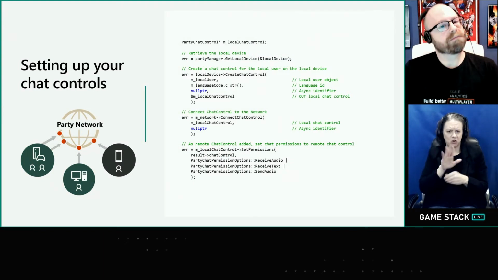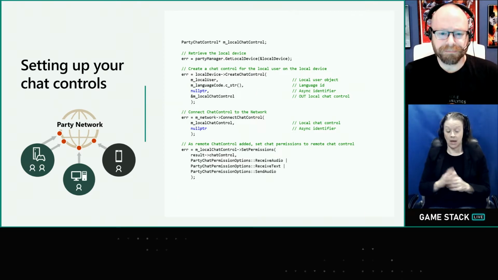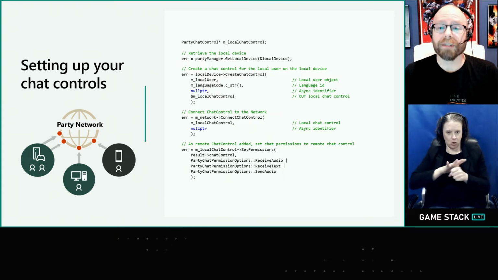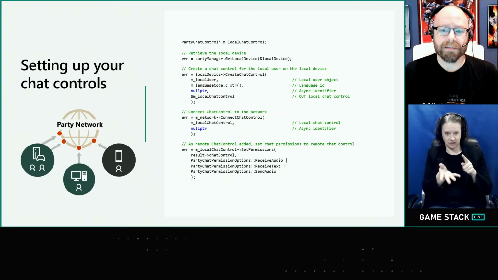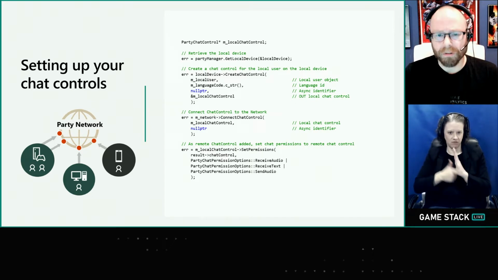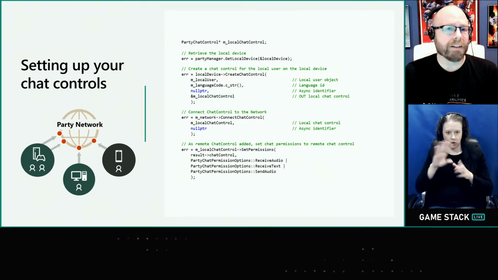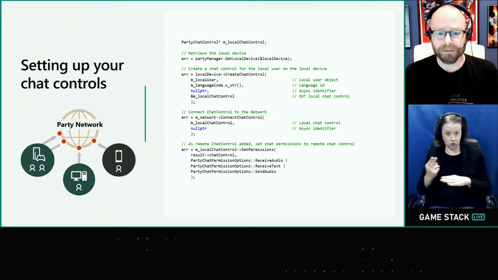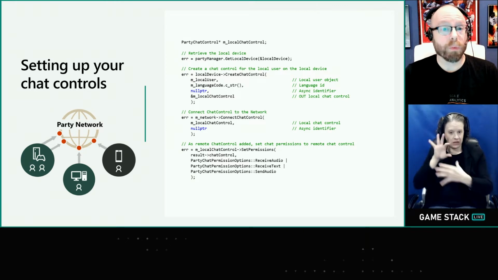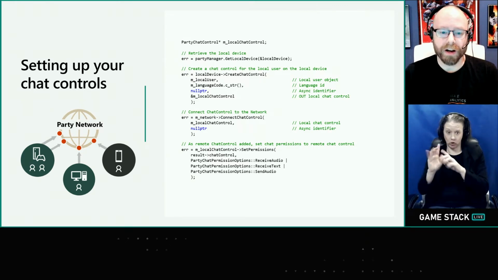Okay, so how do I set up a chat control in code? Really, you need to create a local chat control and pass in the local device. The local device will actually, by default, use the system default device for you. And from that, you're going to want to pass in your local user, your language that the user uses, and from that, you'll get your chat control. You get your chat control, you connect it to the network or networks. And like I said, you can choose more than one.